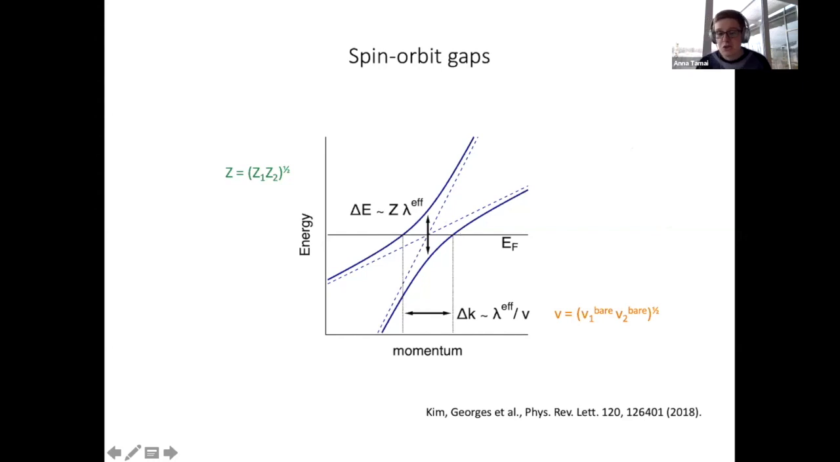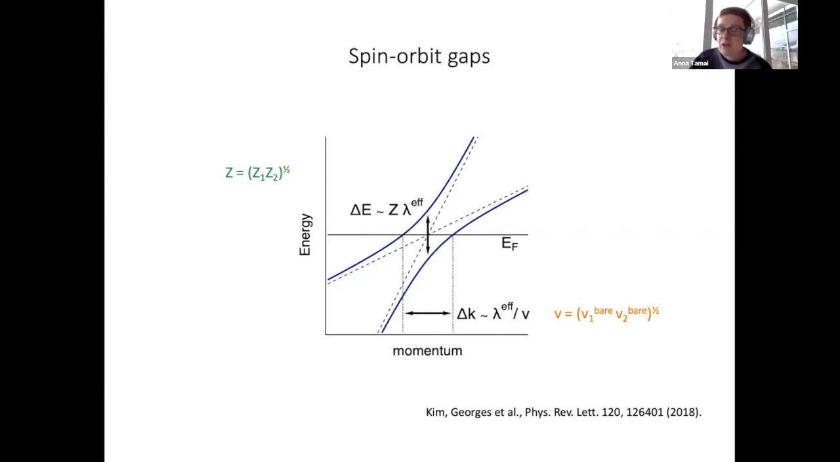What was shown by Min-Jae Kim and Antoine Georges is that this splitting in energy and in momentum will depend on the quasi-particle residue Z and on the bare velocity of the bands. These are two quantities that from experiment you don't know. So from experiment alone, looking at some splitting somewhere on your band structure close to the Fermi level will not tell you what the spin-orbit coupling strength is.